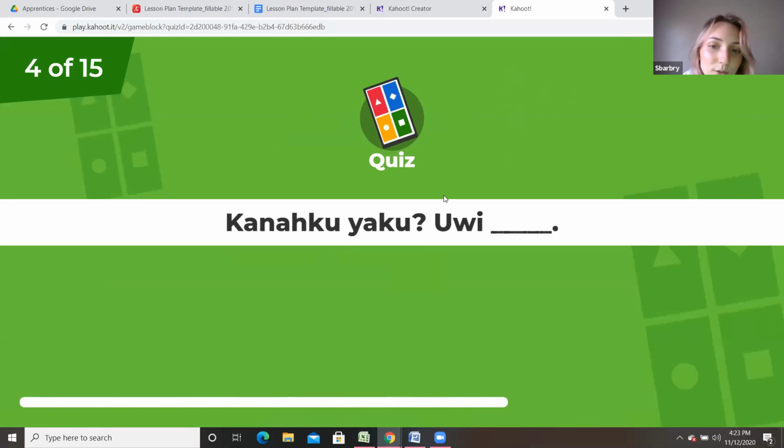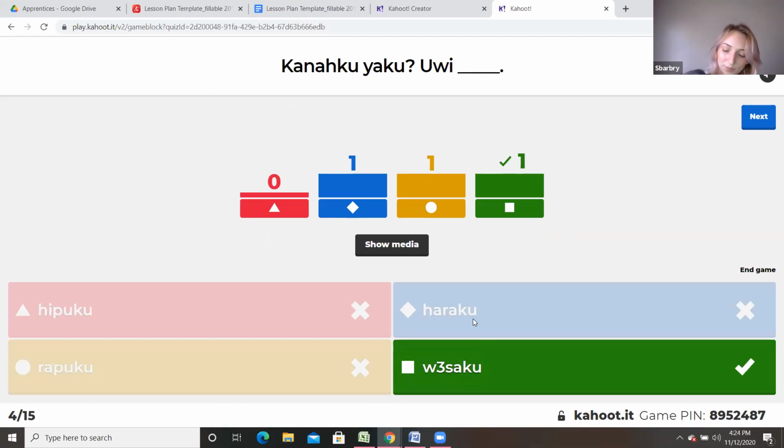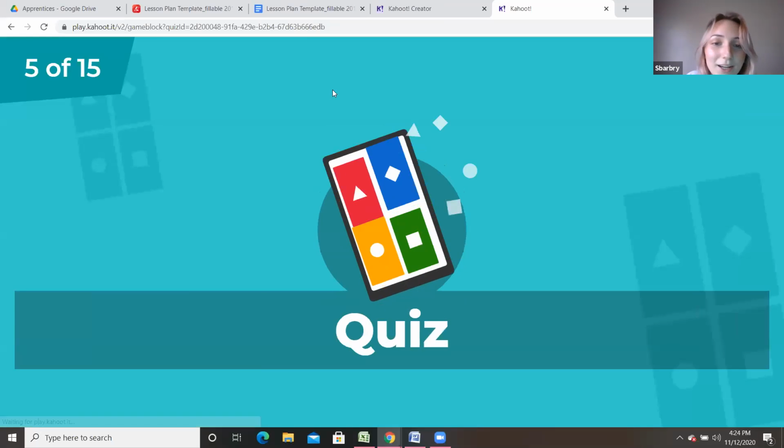Okay, Kanakiaku. So it's asking, what is he doing? So just pay attention to the first parts of the word. Don't worry about the ku. So if you use process of elimination, there's only one that we haven't pressed yet. One of these answers. Stop. Good job. So it was Wesa. Wesaku. He is jumping. Okay. I know these are a little hard.